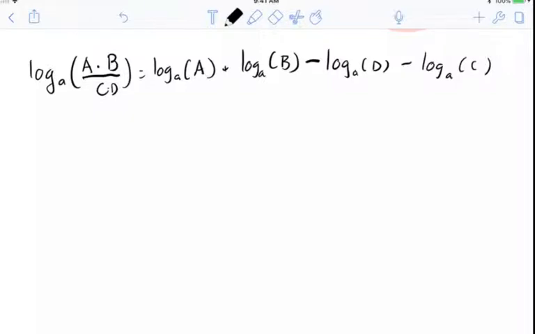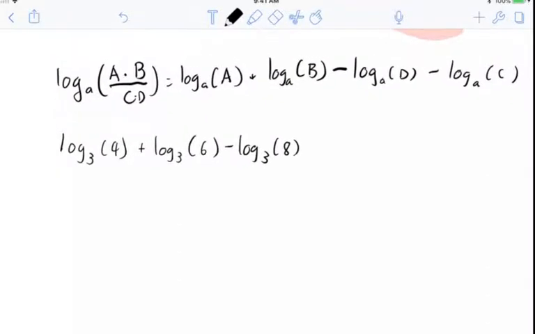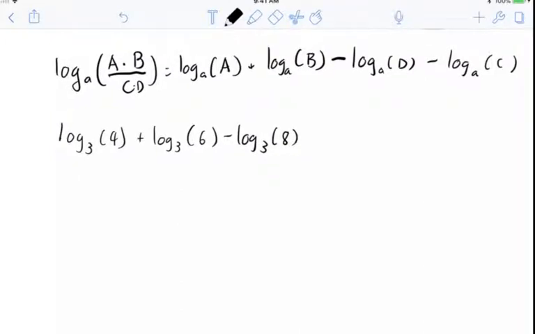Consider the following. Log base 3 of 4 plus log base 3 of 6 minus log base 3 of 8. I don't know how to evaluate each of these. Suppose I lost my calculator in a car accident. Oh no, it's so sad. I lost my calculator. I can't evaluate logs, but I can still combine them together.